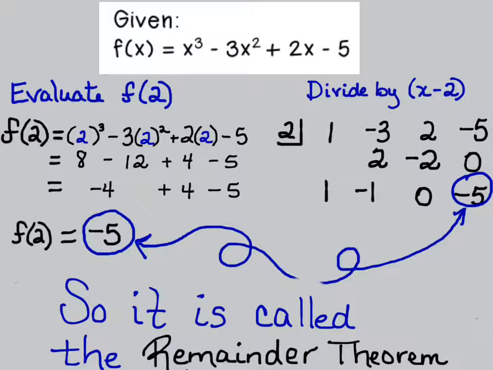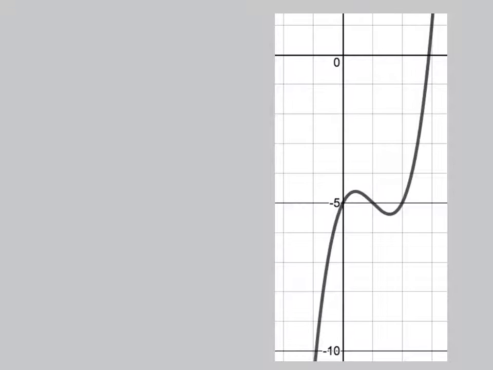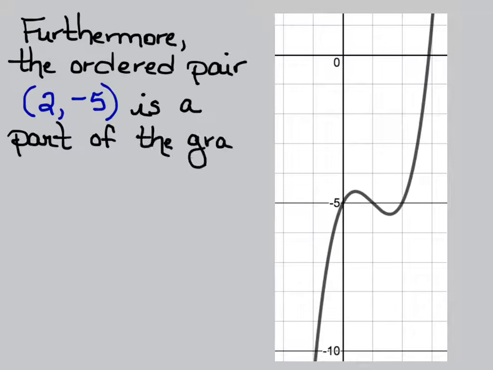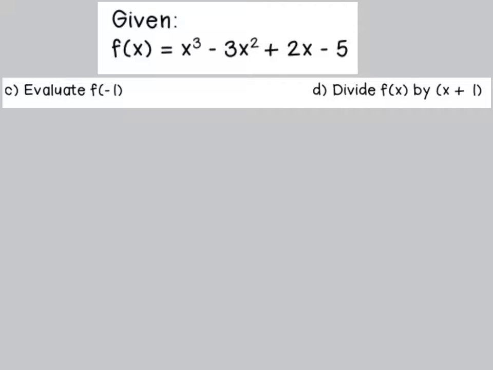All right. So let's take a look at what that looks like graphically. If I were to take that function and put it on a piece of graph paper, this is what it would look like. Now remember, we input the value 2 and the output was -5. So (2, -5) is a part of the story of this graph. Again, that's not by coincidence. Let's take a look at a few more examples using the same polynomial function, and I just want to show you that it happens every single time.